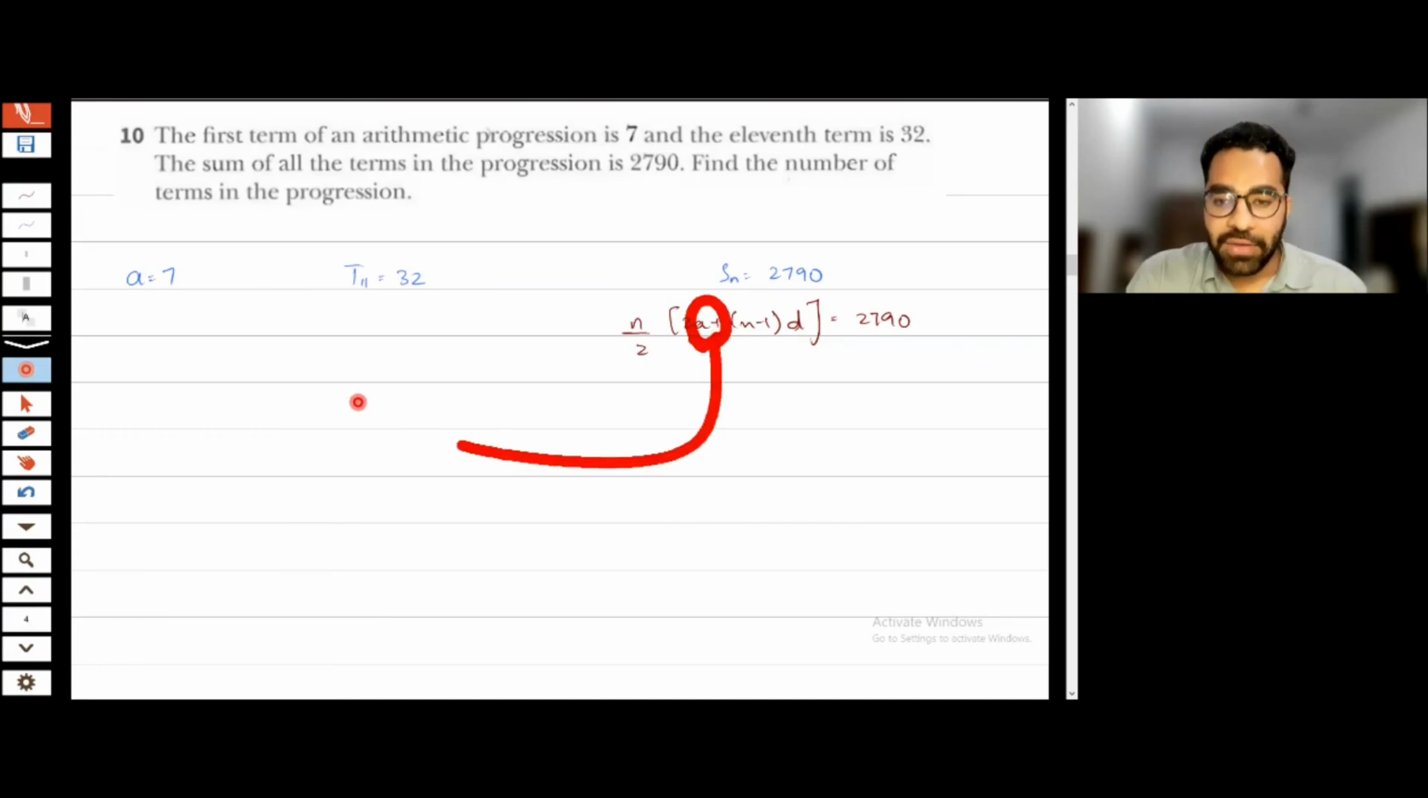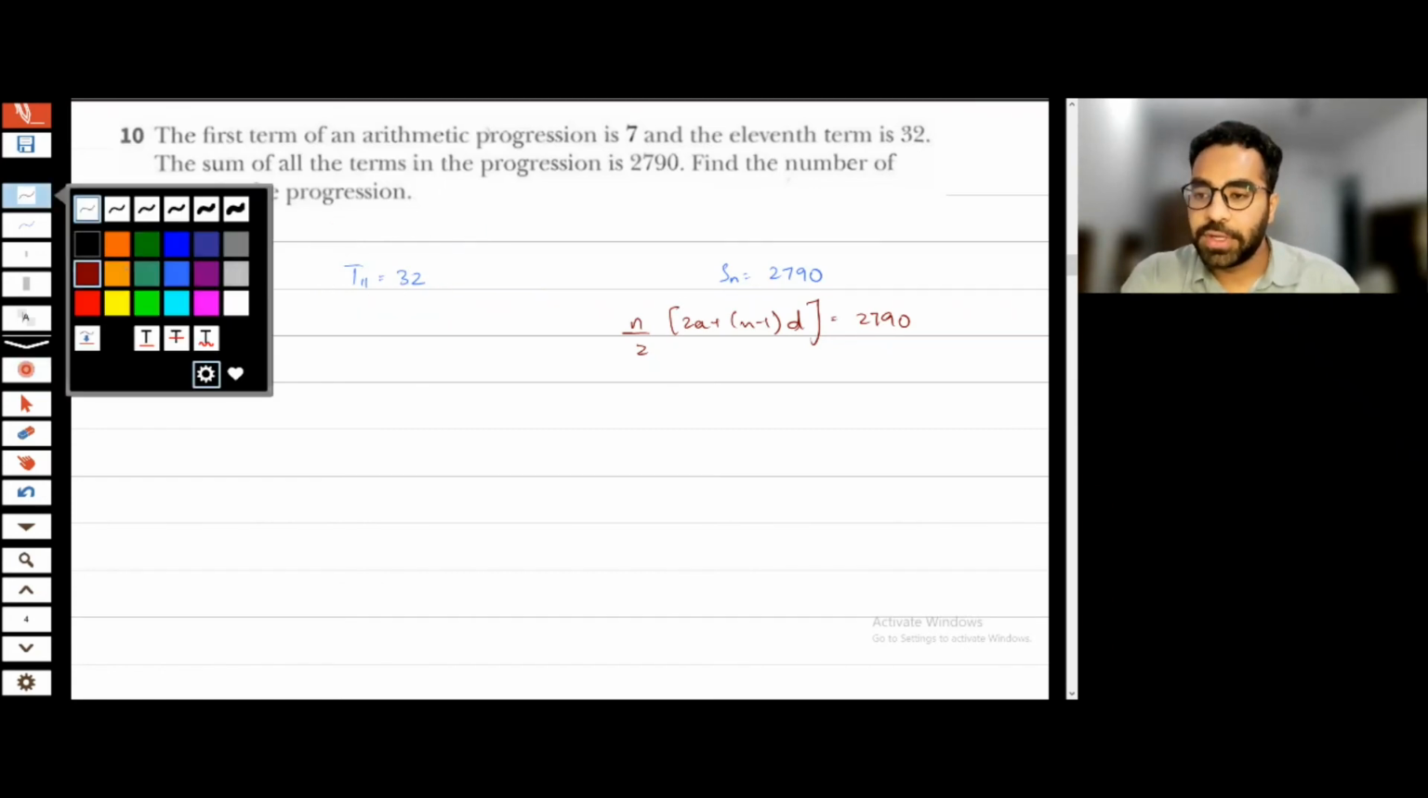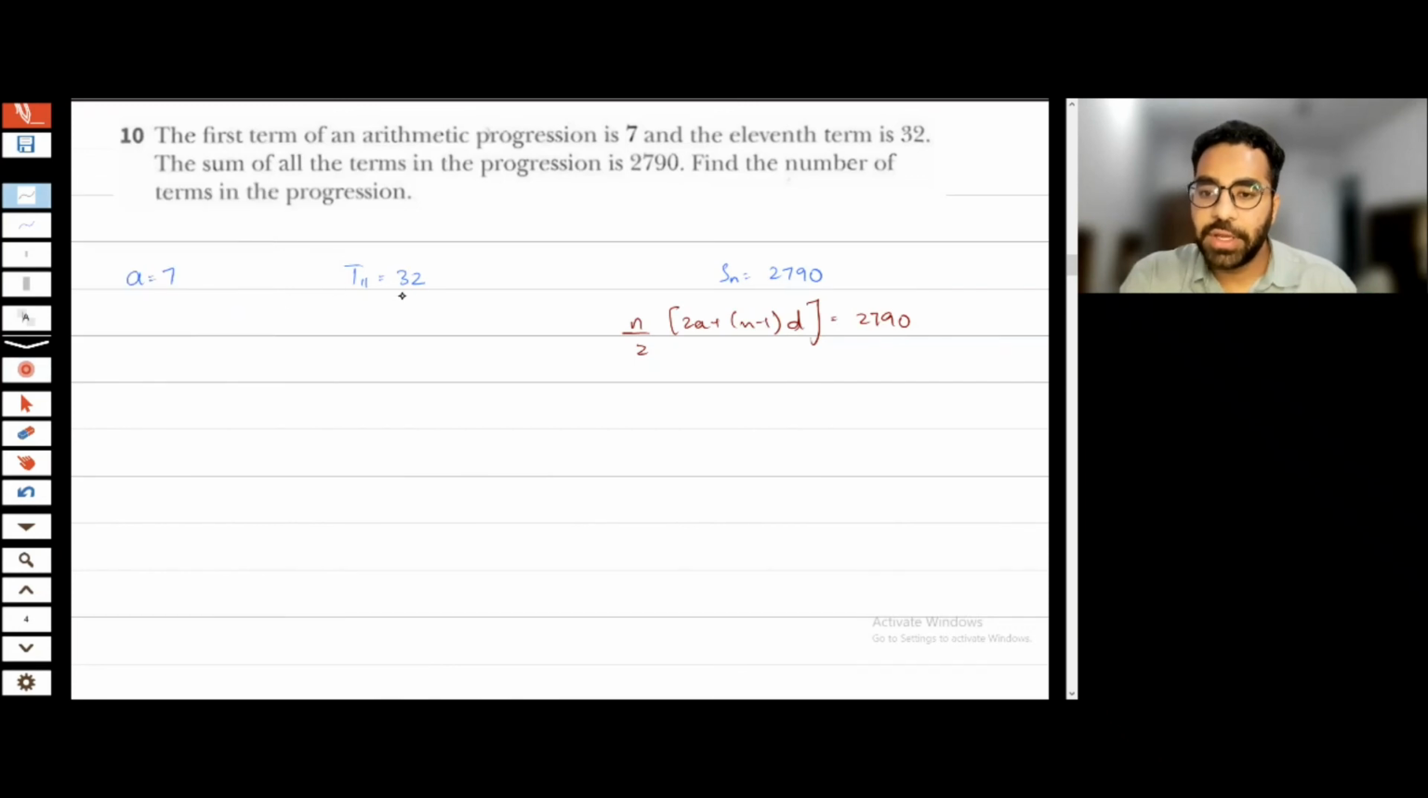I have the value of a, which is 7. I want to find the value of n. I don't have the value of d. In order to find the value of n by using this formula, I need to find d. Now how do we find d? To find d, the examiner has given us a hint. The examiner has given the 11th term, that is equal to 32. So we will use the 11th term to find the value of d.